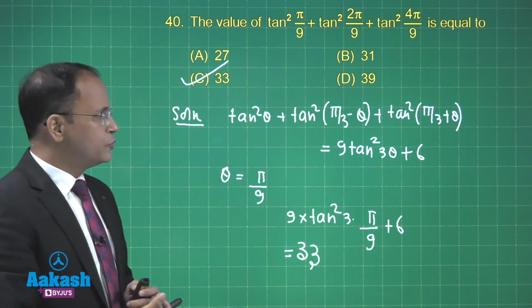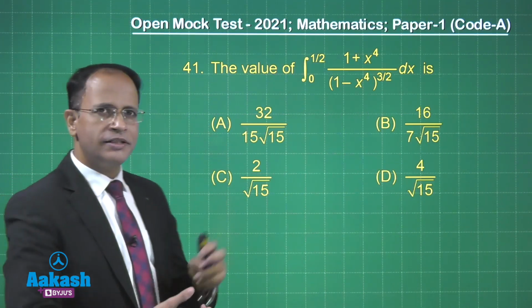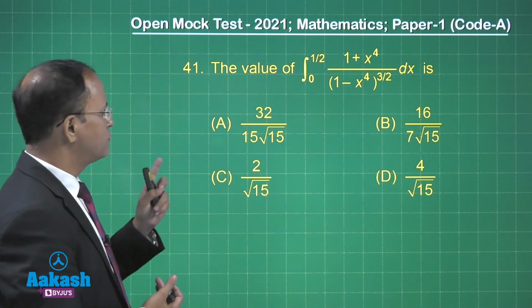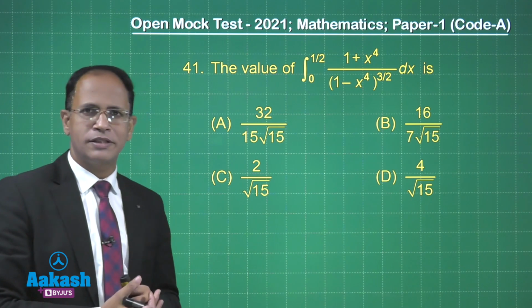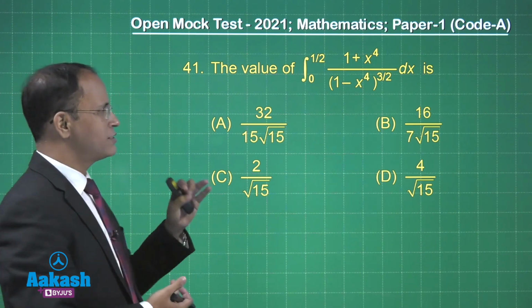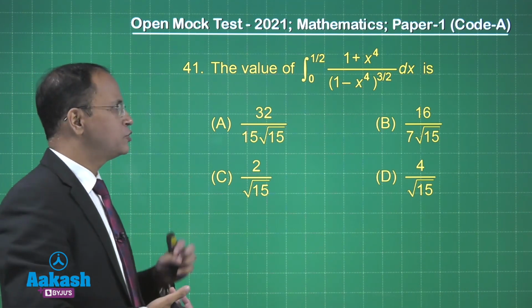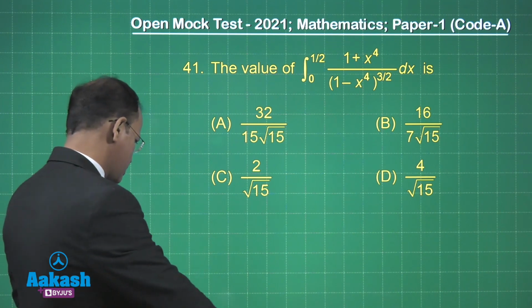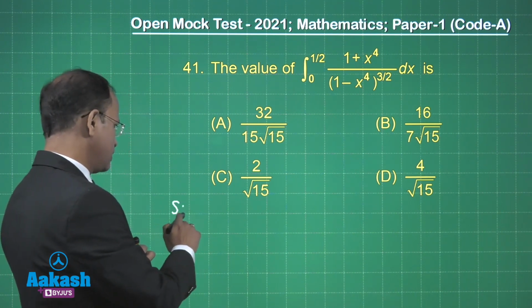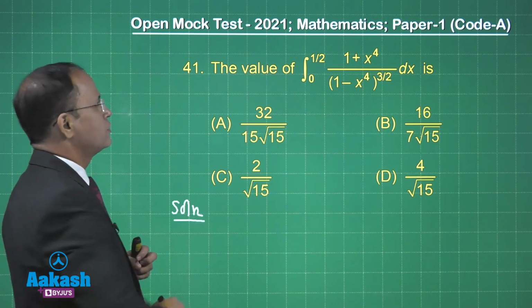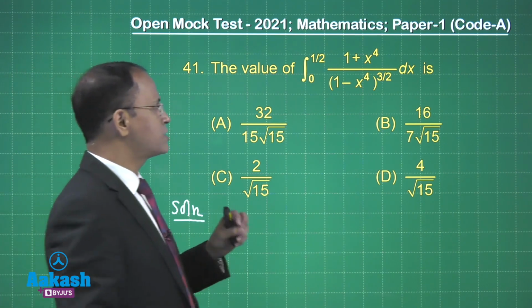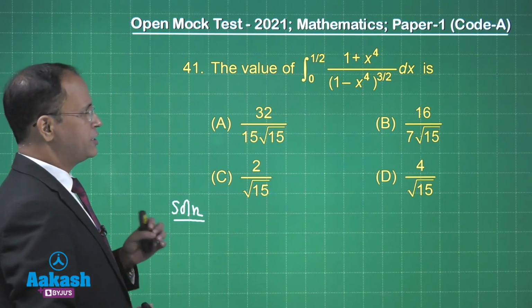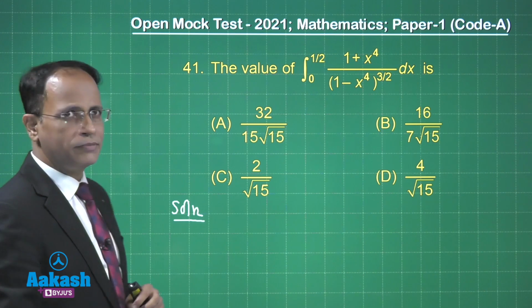Now let us move to the next part. We have a very interesting integral here. We have been given the integral from 0 to half of (1 + x⁴) upon (1 − x⁴)^(3/2) dx. So you see here a simple property being used here.